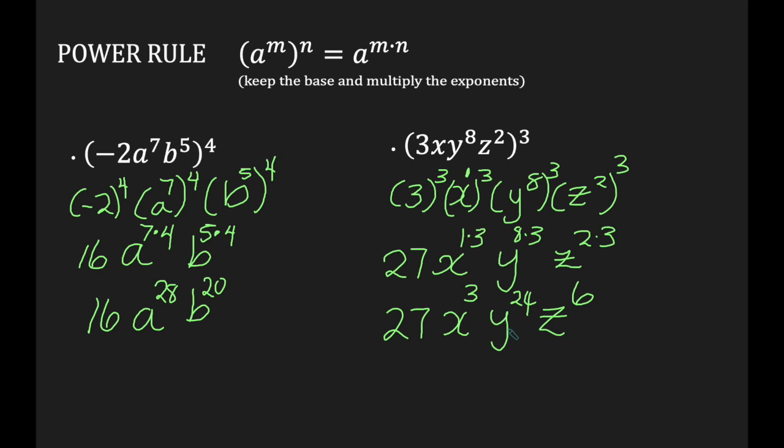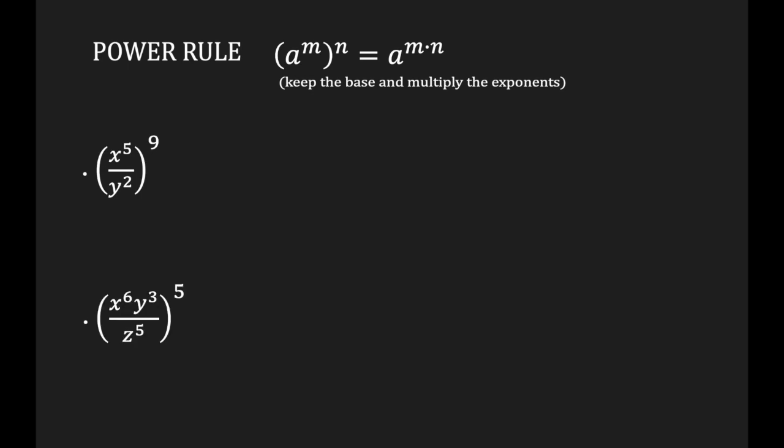And that's your answer. So remember, the power rule states when you have a base raised to an exponent and then raised to another exponent, you keep your base and you multiply those exponents. And remember, for those coefficients, you're going to treat those as normal numbers. Let's take a look at another example.